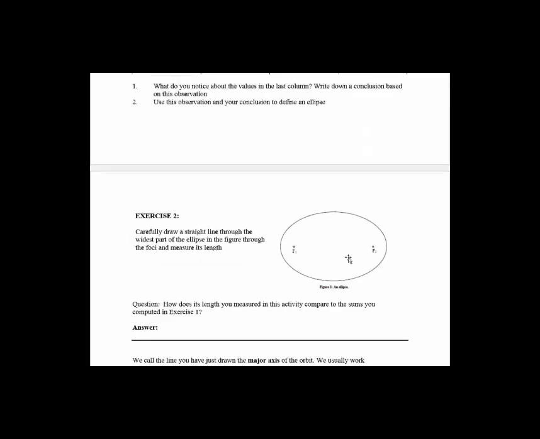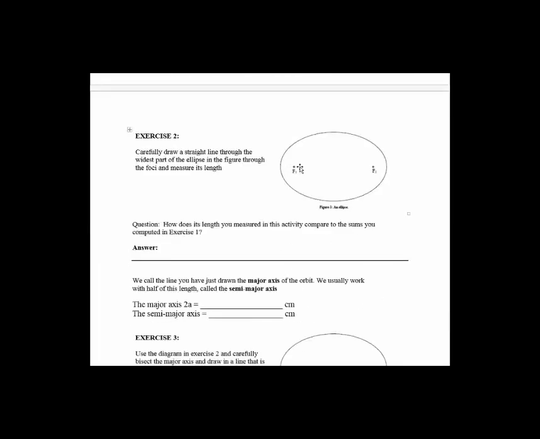In exercise 2, draw a straight line through the widest part of the ellipse. In other words, draw a straight line, say from here, going through F1, F2, and cutting the ellipse here. Now, measure that distance and compare it with the sums of the two distances you measured in activity 1. The length of this line is called the major axis. That line is the major axis.